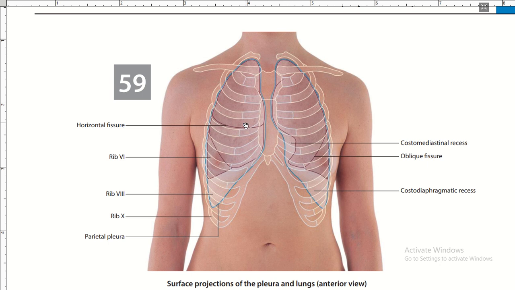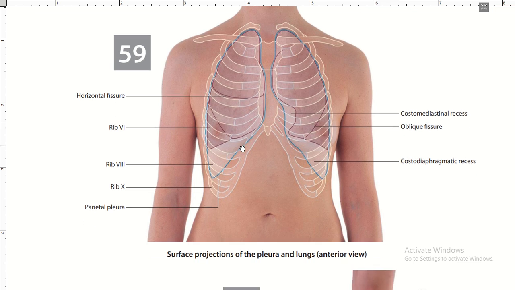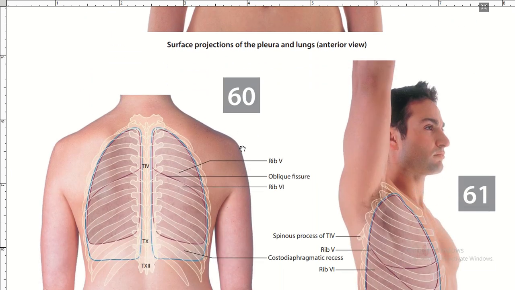Posteriorly, your lung has a posterior border that is thicker than your anterior border. Your posterior border of the lung comes from C7 to T10. C7 to T10, that's your posterior border. You understand?